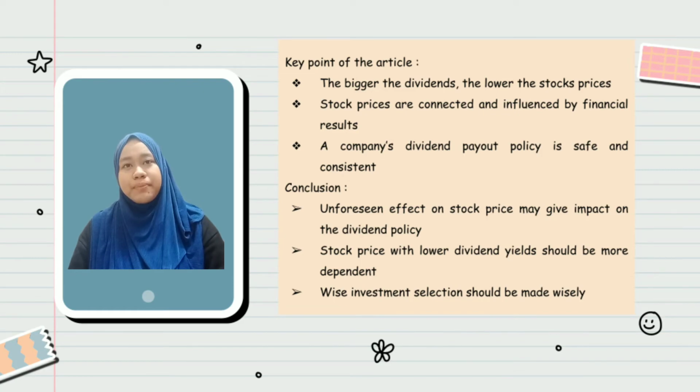It is because the bigger the dividends, the lower the stock's price. Stock prices are connected and influenced by financial results. A company's dividend payout policy is safe and consistent. However, due to unforeseen effects, the stock price may impact the dividend policy. Secondly, stock price with lower dividend yields should be more dependent. And finally, a wise investment selection should be made.